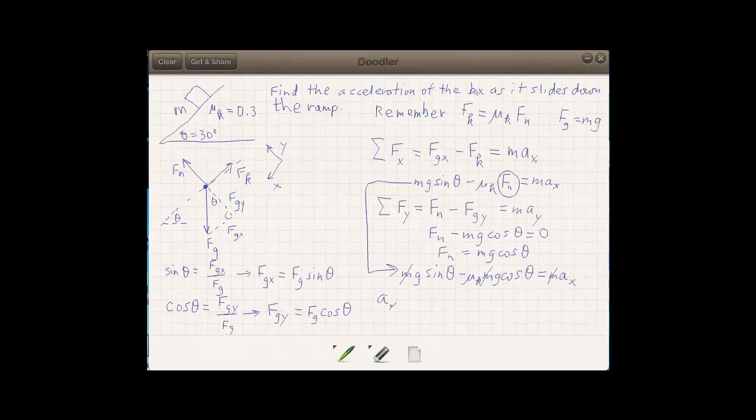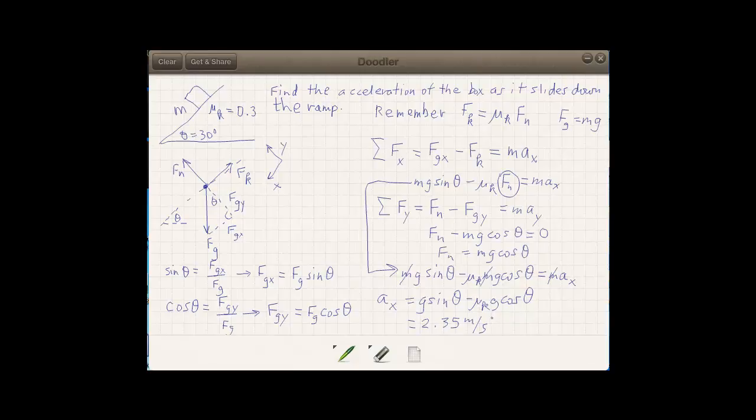A sub x equals g sine theta minus mu sub k, the coefficient of kinetic friction, times g times cosine theta, and that's it. And I'll let you plug the numbers in, but if you plug in 9.8 for g and you plug in 0.3 for the coefficient of kinetic friction, you get the answer of 2.35 meters per second squared.